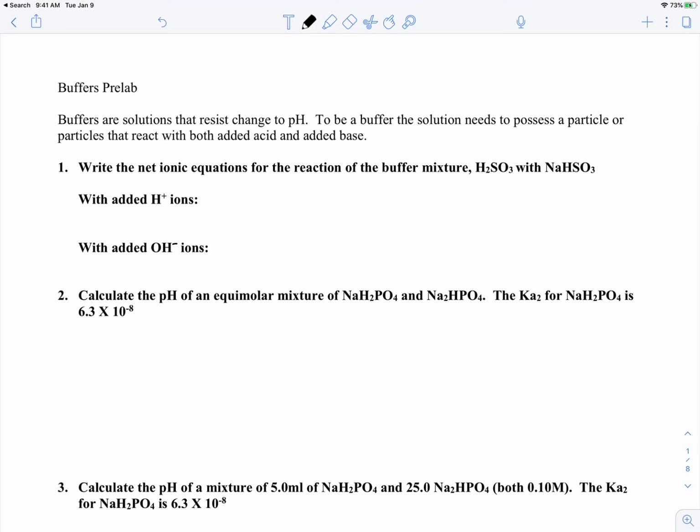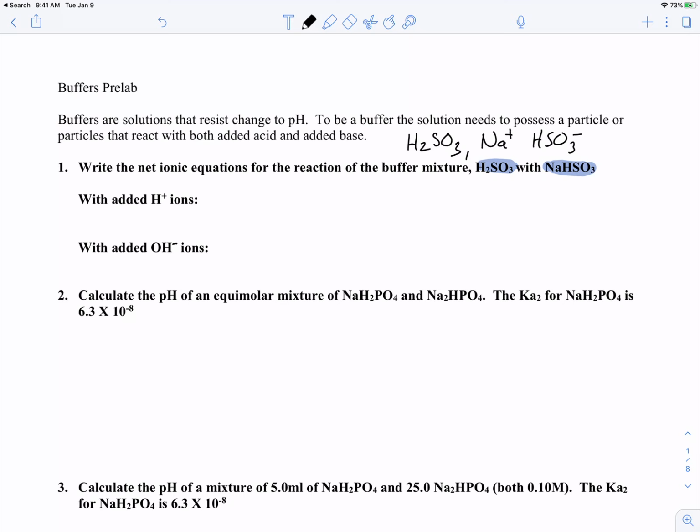In the case of the buffer sulfurous acid and sodium bisulfite, these are the particles that are present. You would have the weak acid molecules, which stay as molecules because it's a weak acid, and the sodium and bisulfite ions would dissociate in the solution. And you would have those three particles.